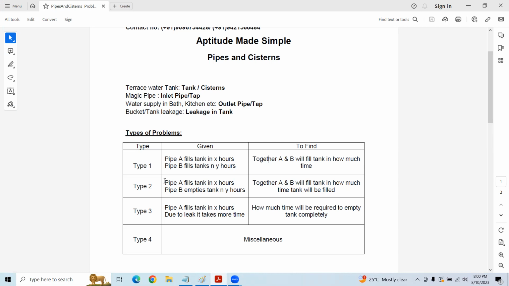The way we are using in kitchen and washroom, those are outlet pipe, you can say. So pipe A fills tank in X hours, pipe B empties tank in Y hours. So if together are open, how much time it will take to fill it completely. So the difference between type 1 and type 2 is that earlier pipe B was also inlet pipe. Here in type 2, pipe B is outlet pipe. The question is same. If together are open, what is the time that will be required to fill the tank completely? So let's look at the problem.